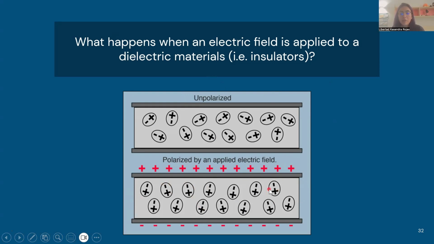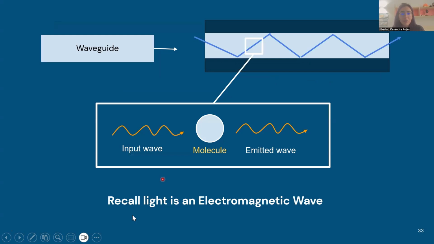They're all gonna be pretty much separated if you want to think of it that way. So this is what happens when you have an electric field applied. Now, I want you guys to remember that light is an electromagnetic wave, so part of it is an electric field. Now, if we input a really intense wave of light, we're pretty much propagating a really intense electric field.